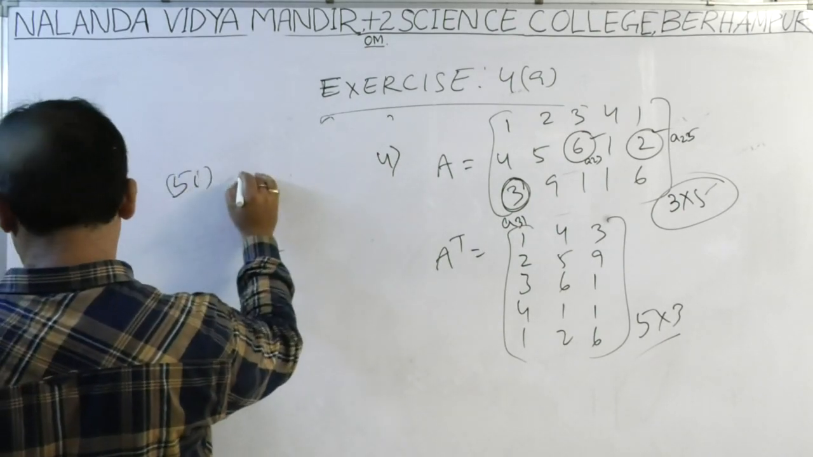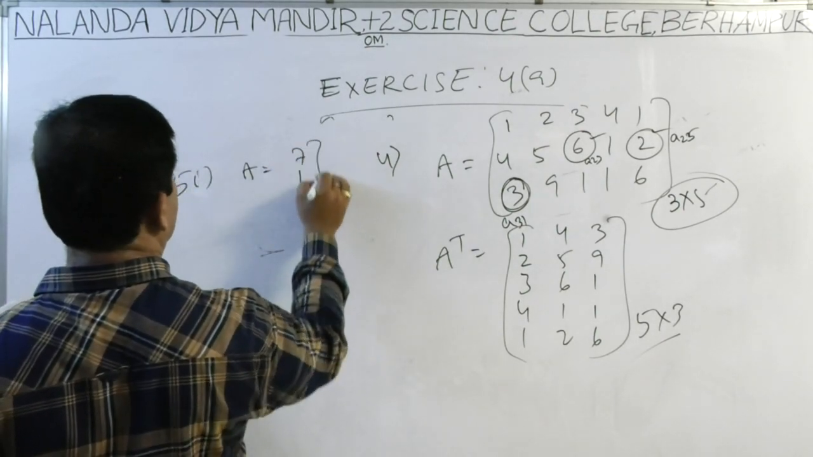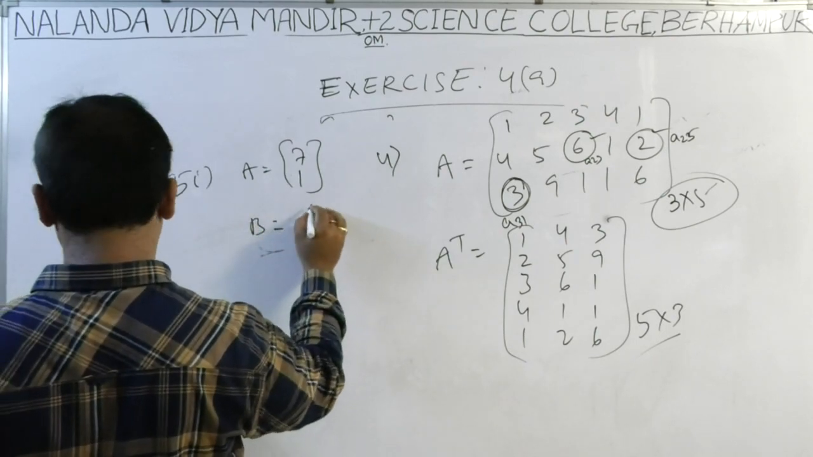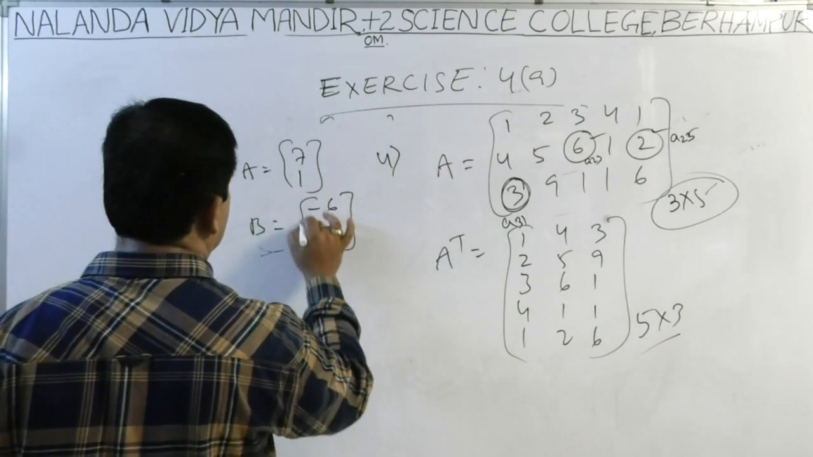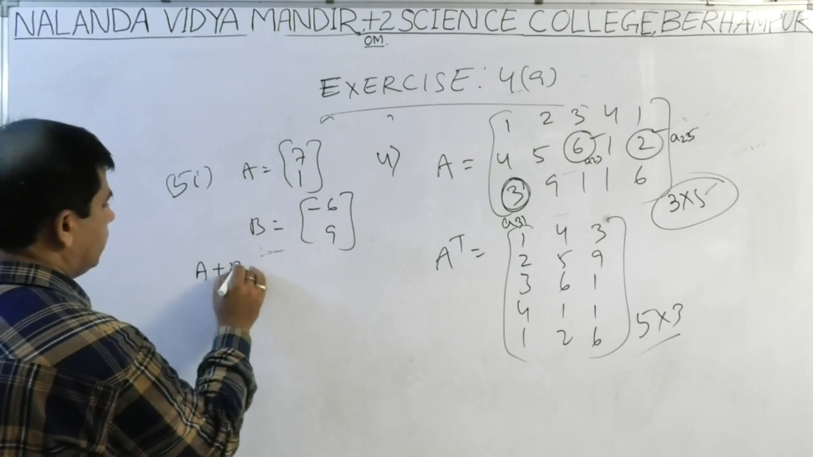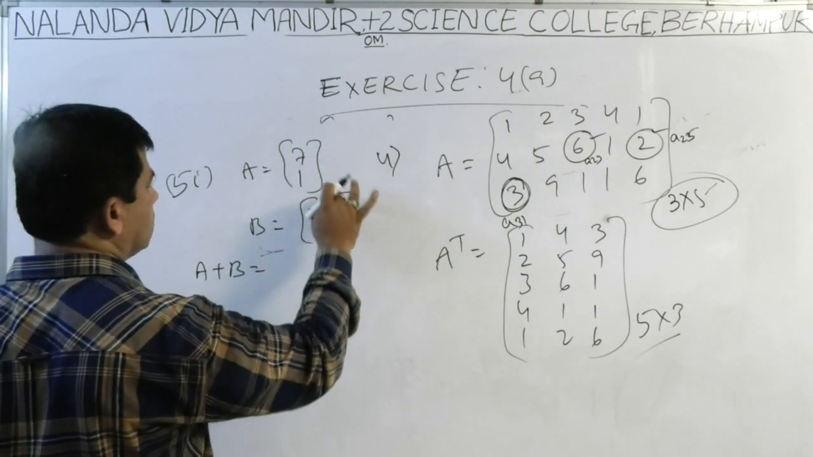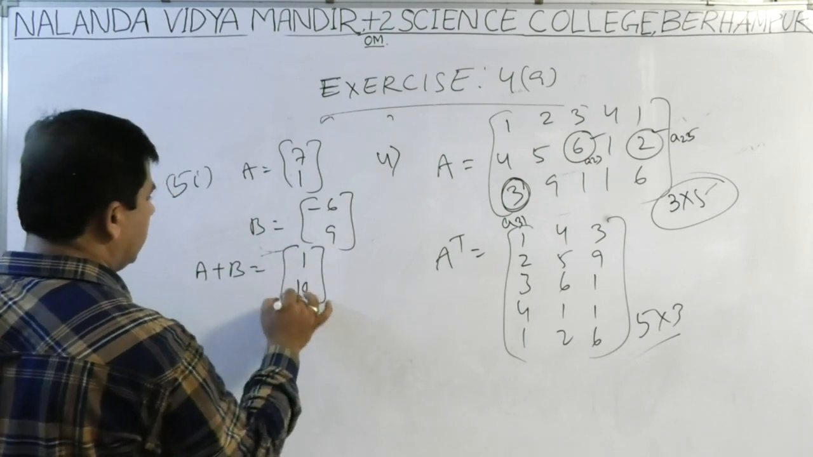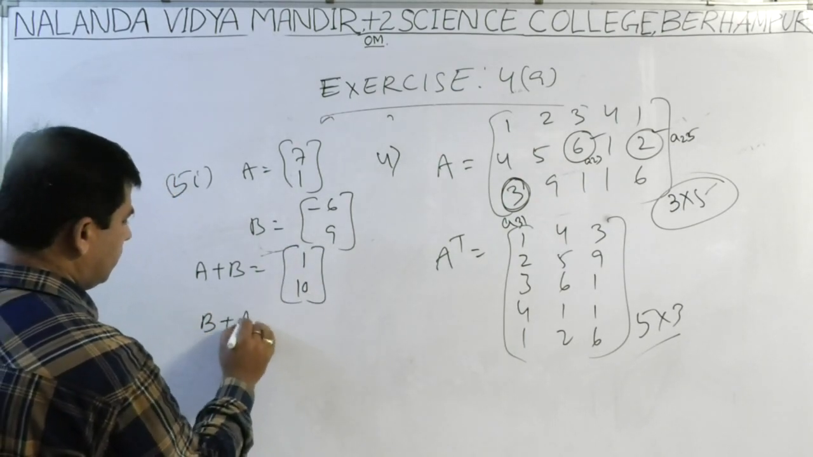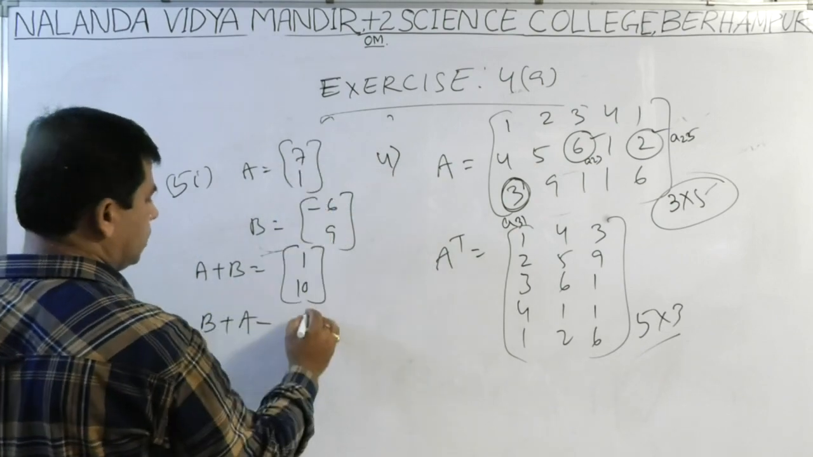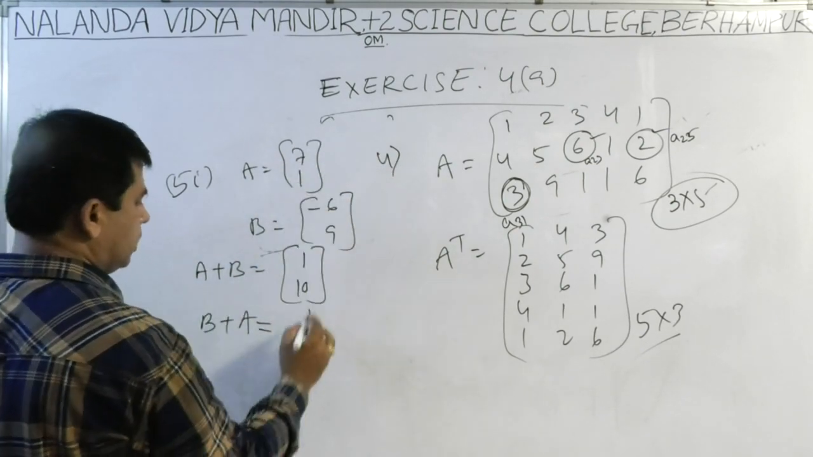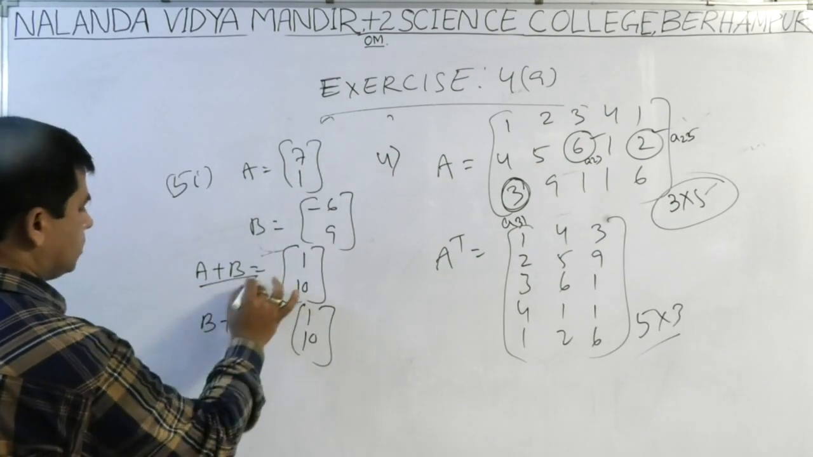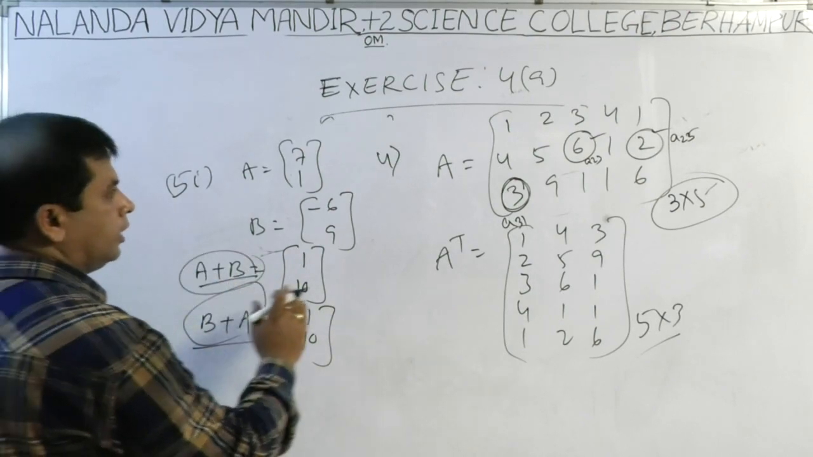So find all the values. First bit: A is 6, 1 and B is minus 6, 9. First we find A plus B. A plus B is equal to 6 plus 7 plus minus 6, which is 1, and 1 plus 9, which is 10. Now find B plus A. B plus A is equal to minus 6 plus 7, which is 1, and 9 plus 1, which is 10. Therefore, A plus B is equal to B plus A.